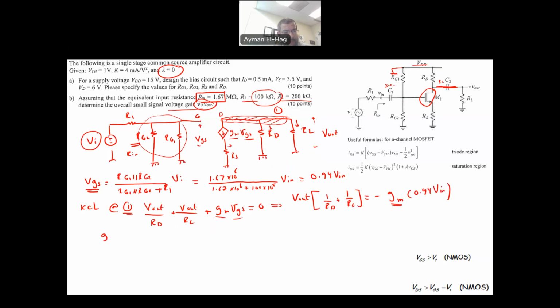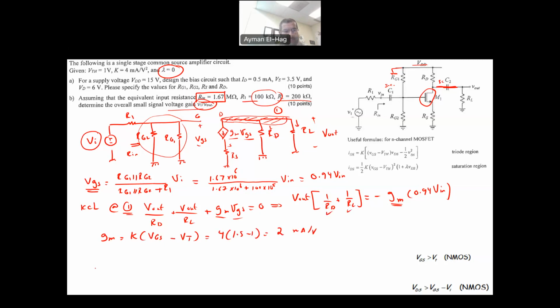We know that your GM, from the previous formula we discussed at the beginning of today's lecture, is equal to K times VGS minus VT. And these values, remember, come from the DC analysis. So this is equal to 4 times, your VGS is equal to 1.5 minus 1. So this is equal to 2 milliamp per volt. So I know now basically my GM. I know everything. I know RD, I know RL, I know everything.